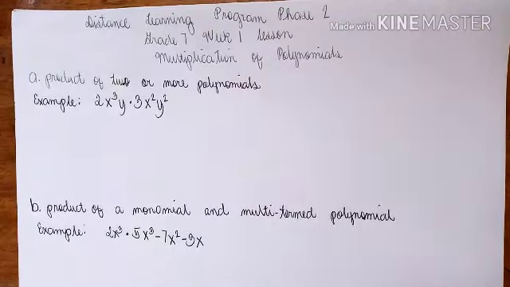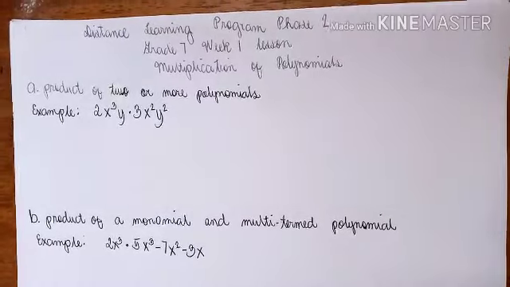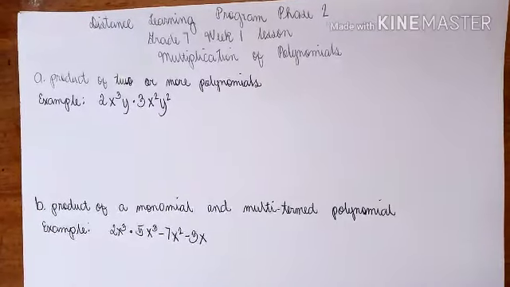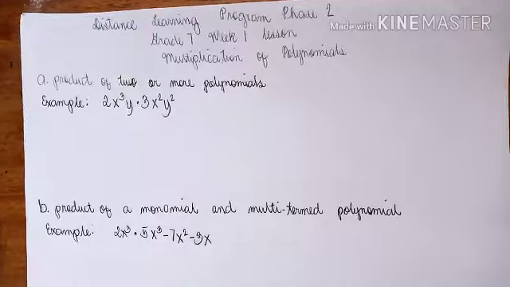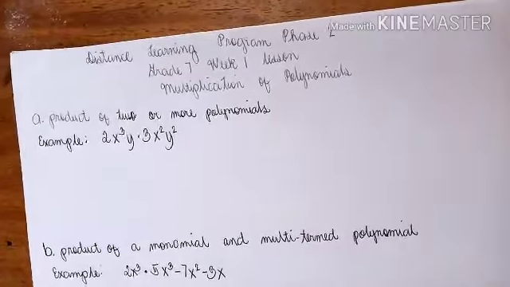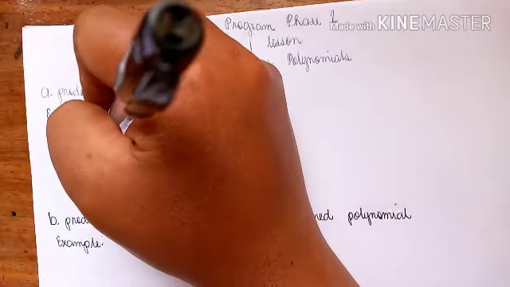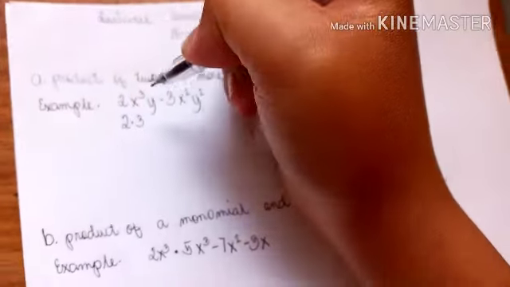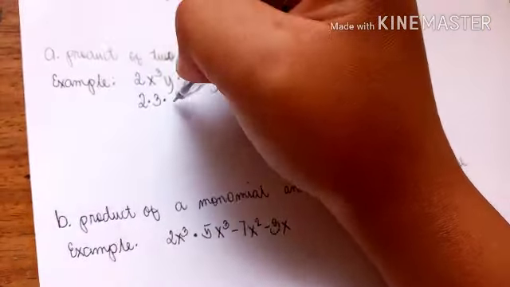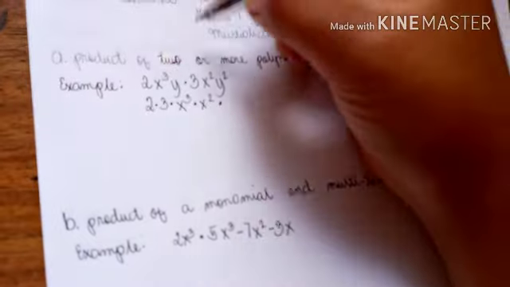So I have here an example. We have 2x cubed y times 3x squared y squared. The first thing we need to do is to rewrite the expression by multiplying the number to the number, the variable to the same variable, for us to find the answer. So if we have here 2 and 3, we multiply them together. So that would be 2 times 3 times your x, both of the x. So we have x cubed times x squared times your y.